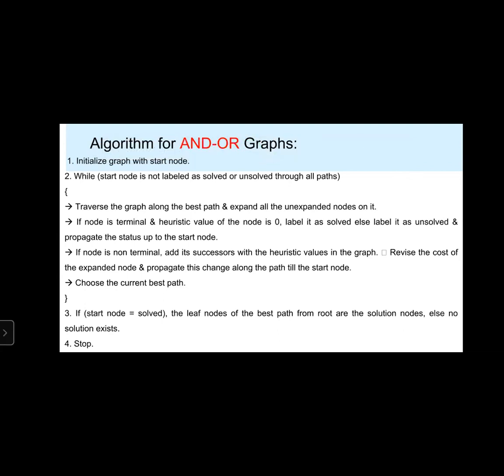If the node is not terminal, assign its successors heuristic values in the graph, revise the cost of the expanded node and propagate the change along the path up to the start node. Next, choose the current best path. Step 3: if the start node is solved, the leaf nodes of the best path from the root are the solution nodes. Clear? Else, no solution exists. And step 4, stop.